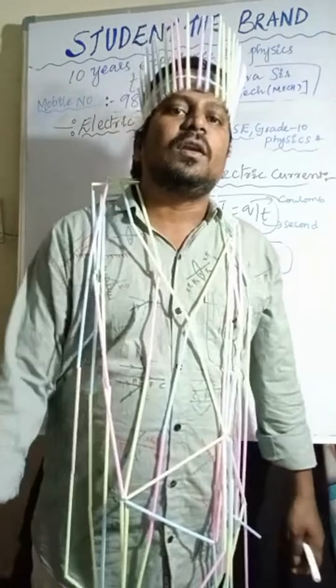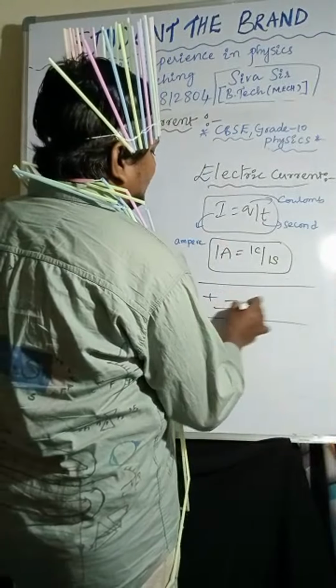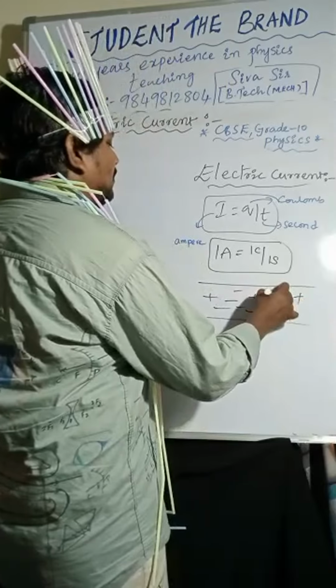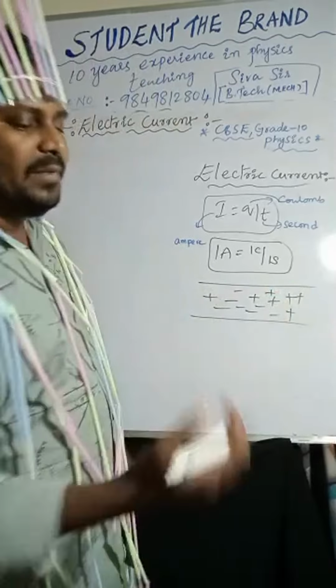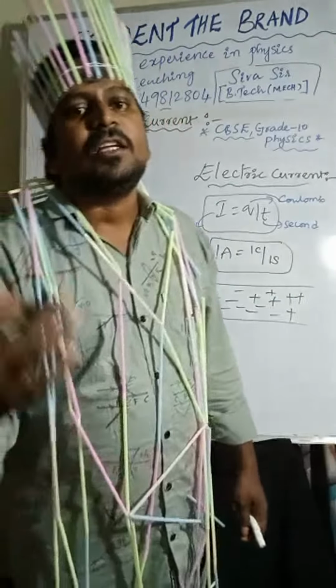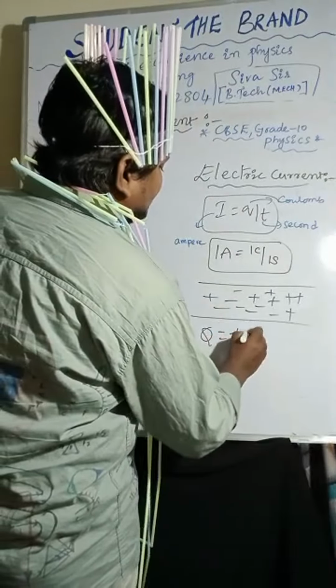Now I am considering that inside the conductor, charges will move. There are many charges that will move; it won't be one or two. So that is considered as an integral multiple. That is also known as quantization of charge. Q equal to plus or minus Ne.